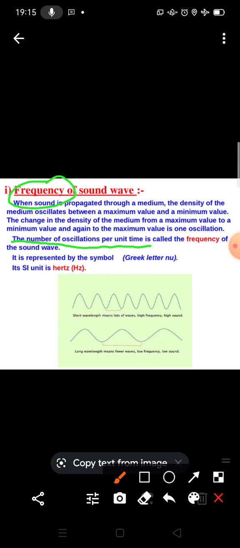You know that when sound is propagated through a medium, the density of the medium oscillates between the maximum value and the minimum, crowded and spread out, compression and rarefaction. Understand what I am saying? And students, the unit of frequency is hertz, Hz. The number of oscillations made by a vibrating body in 1 second is defined as the frequency.